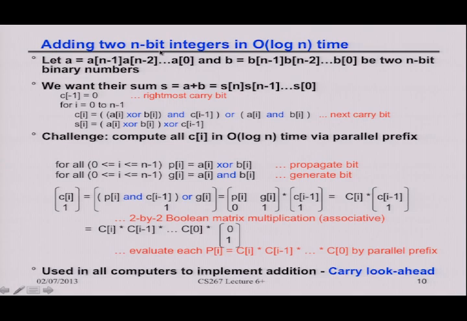I want to add two n-bit integers, and I want to do it in log n time. So how do I do that? So I have one integer a, and A0 through A(n-1) are the bits of a. B0 through B(n-1) are the bits of b, and I want to get the sum, s. And so here's the elementary school algorithm. I'll just add the bits from right to left. And at each step I have a carry bit, which says, do I have to carry a bit forward? So there's no carry at the beginning.